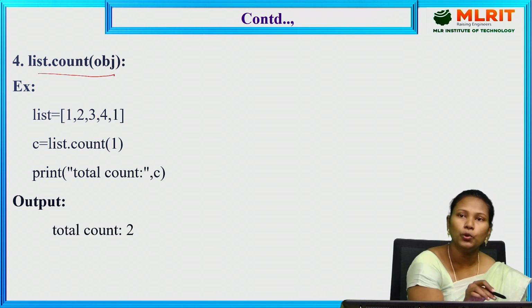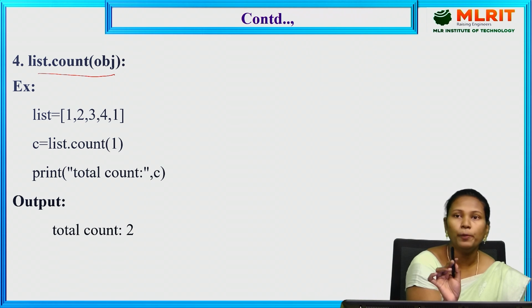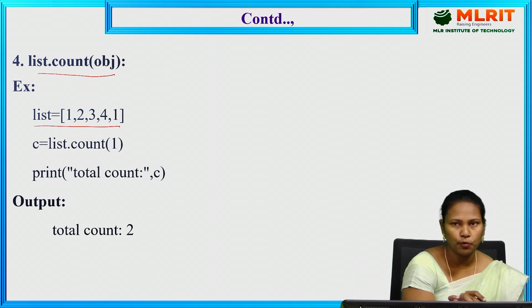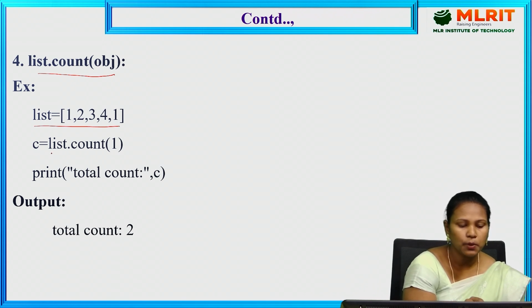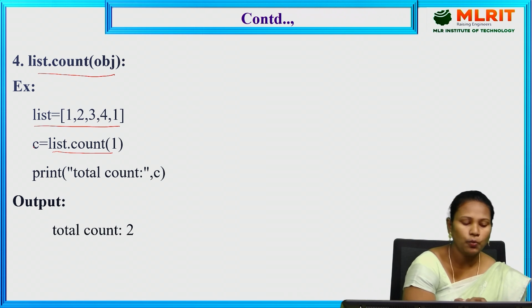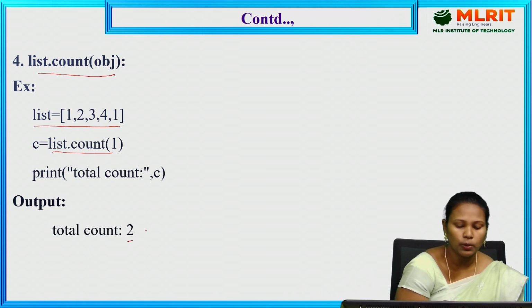List dot count of object. If you want to count how many times a particular value has occurred, we can use count. The list is 1, 2, 3, 4, 1. So c is equal to list dot count of 1. This is the object we need to check for how many times it occurred, and that value is assigned to c. Now we are printing the c value. Total count is 2.